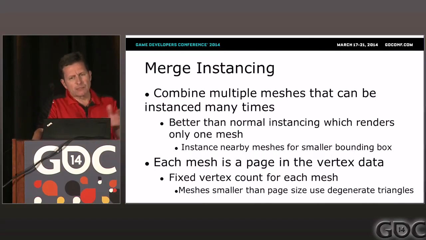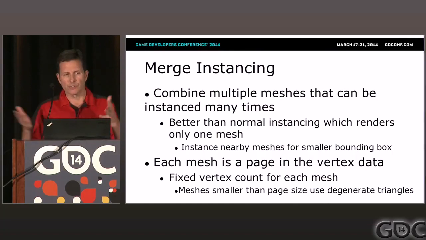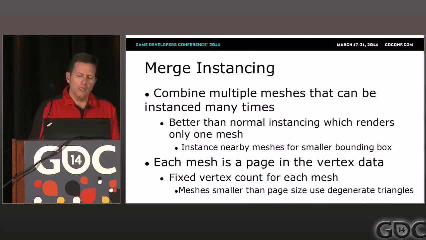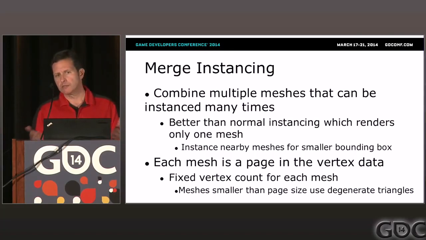Now, the way it works is each mesh is in a fixed page in the vertex buffer, or in the vertex data. And that means there's a fixed count for each mesh. Now, for meshes that are bigger than a page, you can break them apart across multiple pages. And if they're smaller than a page, you can add degenerate triangles at the end.